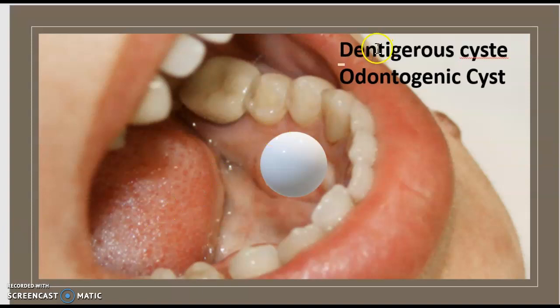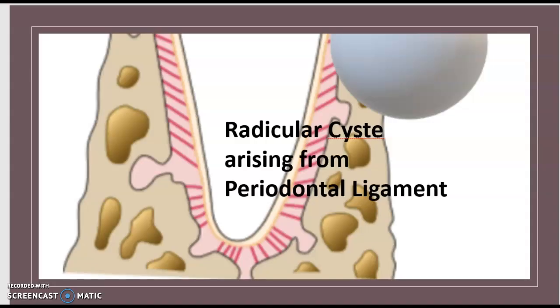And what about dentigerous cyst? It's an odontogenic cyst. And finally, what about radicular cyst? It's arising from the periodontal ligament.